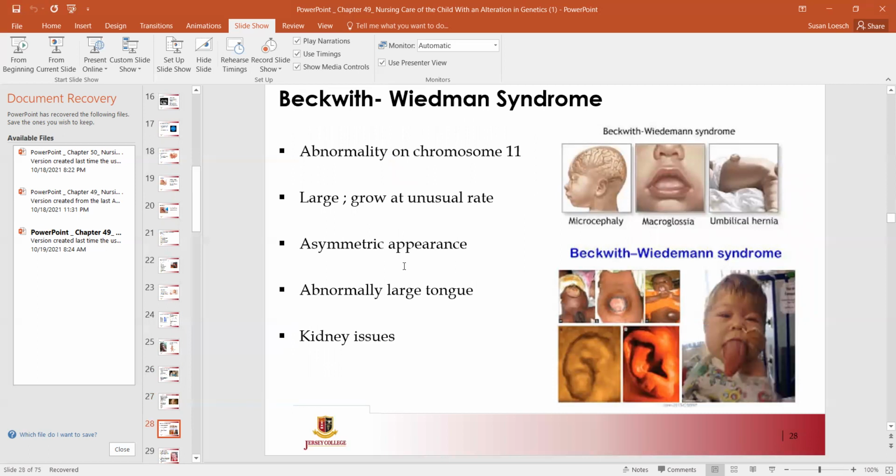Beckwith-Wiedemann syndrome, this is an abnormality on the chromosome 11. So we're going to see this large growth at an unusual weight, but remember it's going to be asymmetrical, so it's not necessarily height, but certain parts of the body will grow faster than others. The abnormally large tongue, and these clients will have kidney problems.